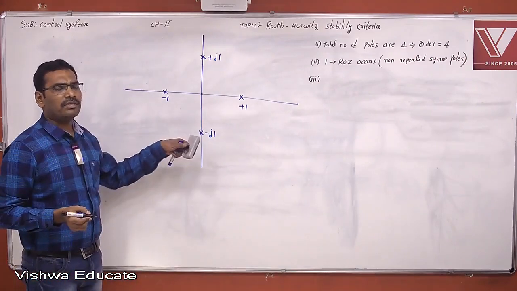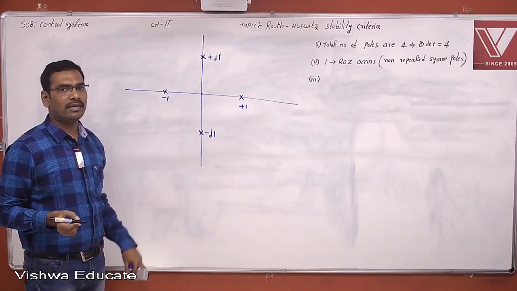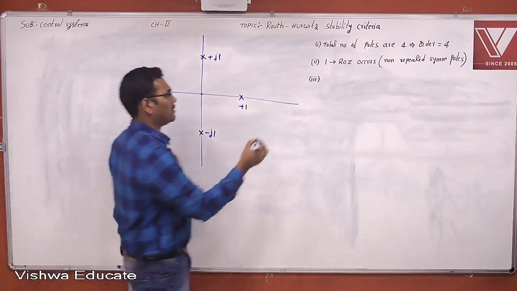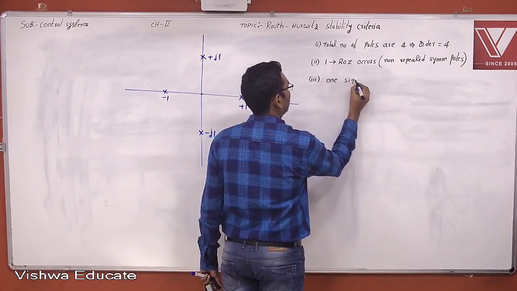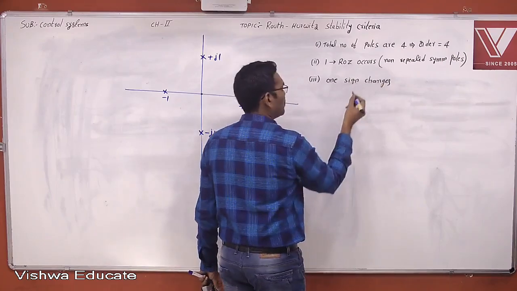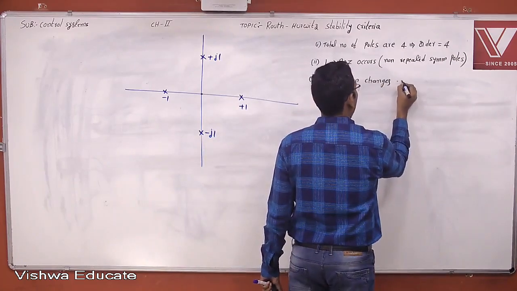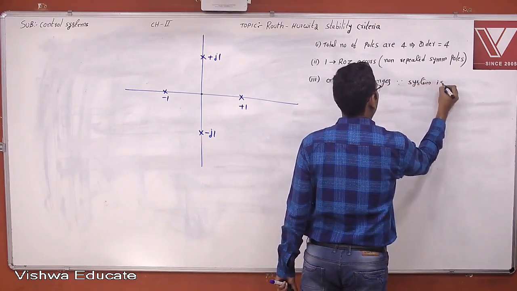Are there any poles on the right hand side? Yes. How many? One pole is on the right hand side. Therefore, how many sign changes? One sign change, because one pole is on the right hand side. System is unstable.